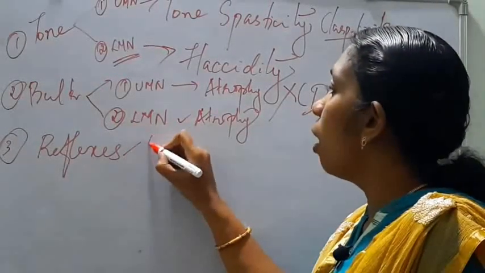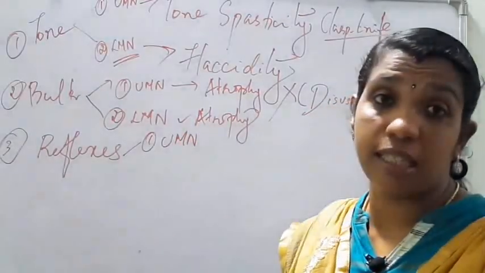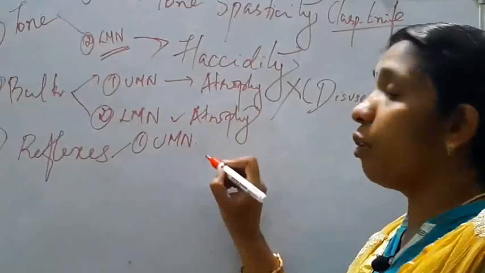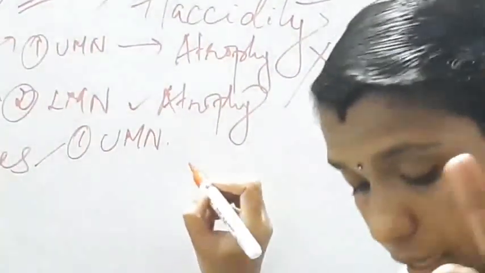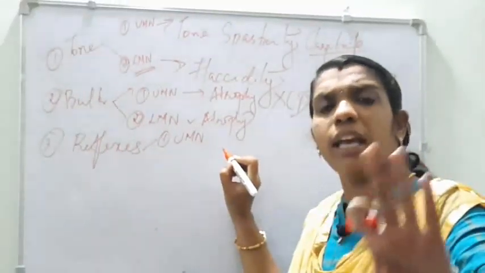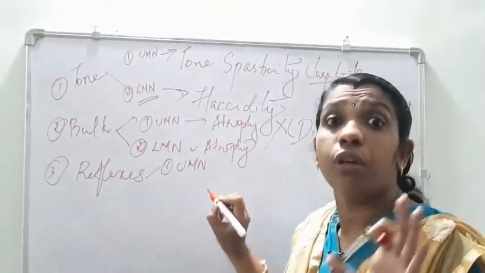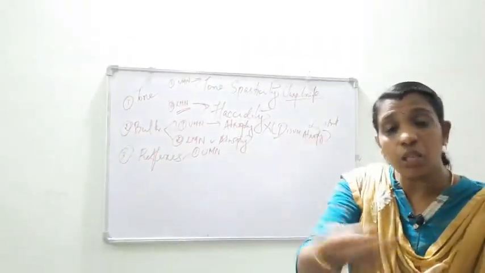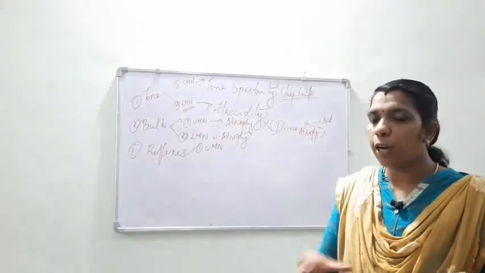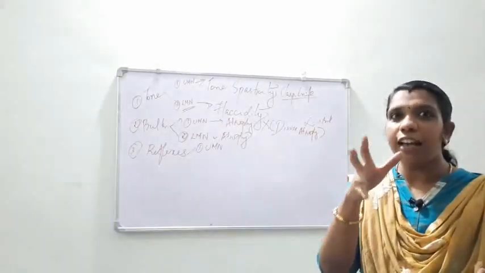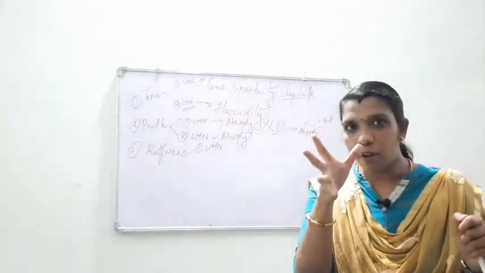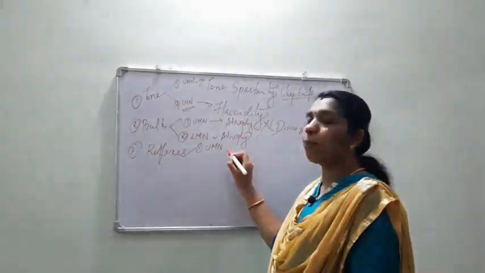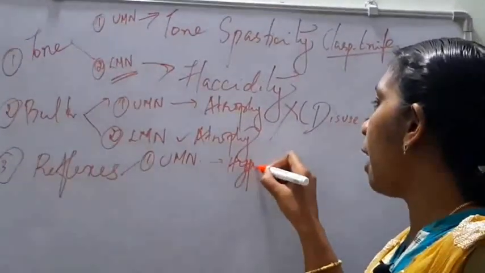So what happens in the case of UMN lesion? What happens to reflexes? In upper motor neuron lesion, the upper motor neuron is injured, so it is not there to control the lower motor neuron. As soon as we induce the reflex, the lower motor neuron starts the reflex very rapidly. As a result, the stretch reflex will be hyperreflexia, because the upper motor neuron is not there to control. There will be brisk reflexes, or hyperreflexia, in the case of upper motor neuron lesion.